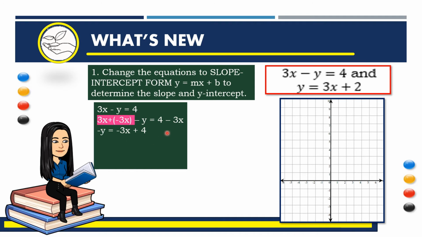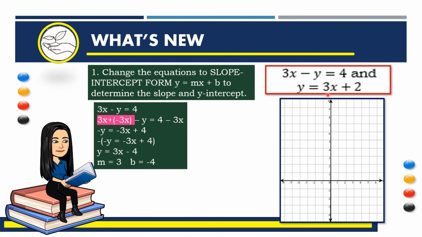Since our slope-intercept form states that our y should be positive, and in this equation our y is negative, how are we going to make it positive? Can you think of how we can do it? Yes, that's correct. We have to multiply both sides by negative 1. Negative times negative y is equal to positive y, and negative multiplied by a negative 3x is positive 3x, and negative multiplied by positive 4 will now become negative 4. So our new equation will be y is equal to 3x minus 4, and our slope will be positive 3, and the y-intercept is negative 4.